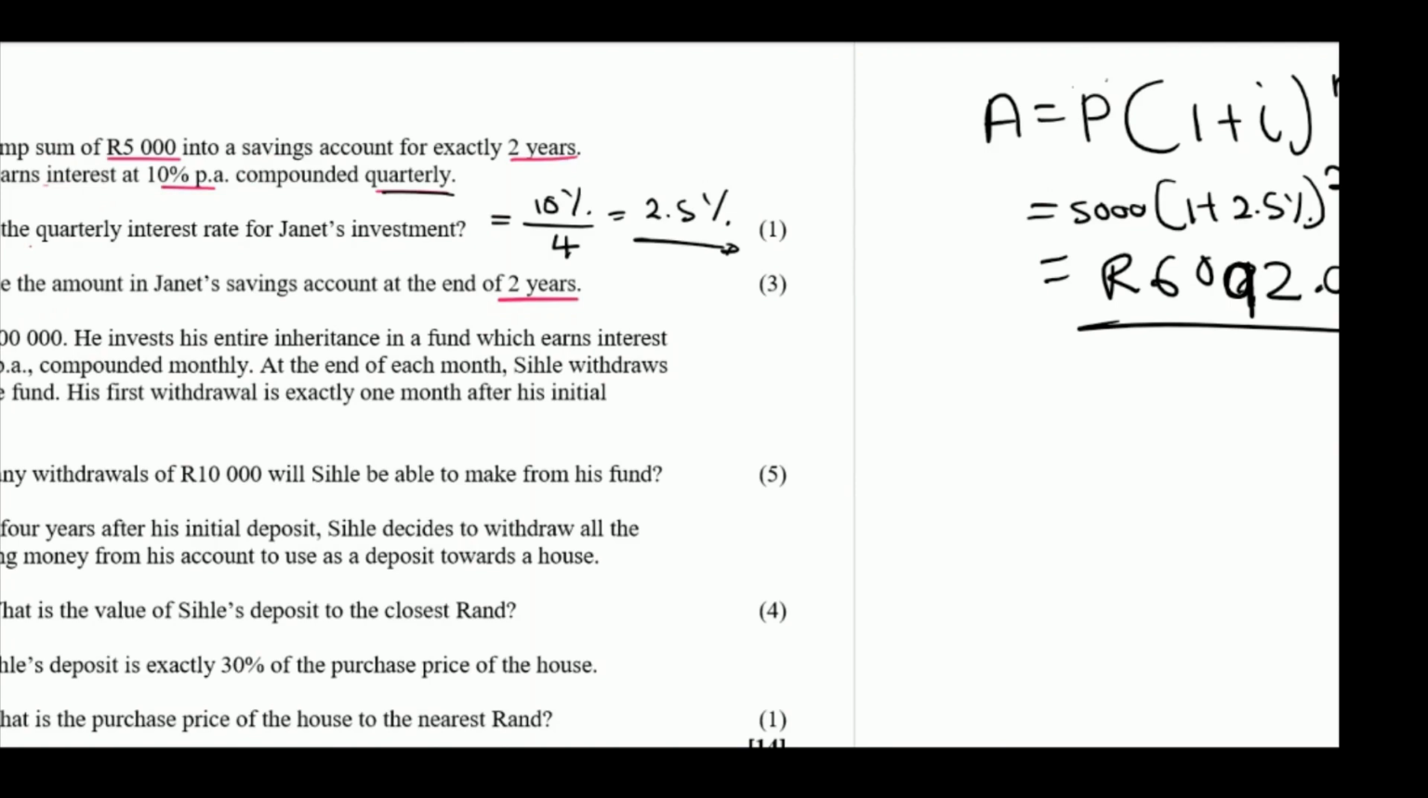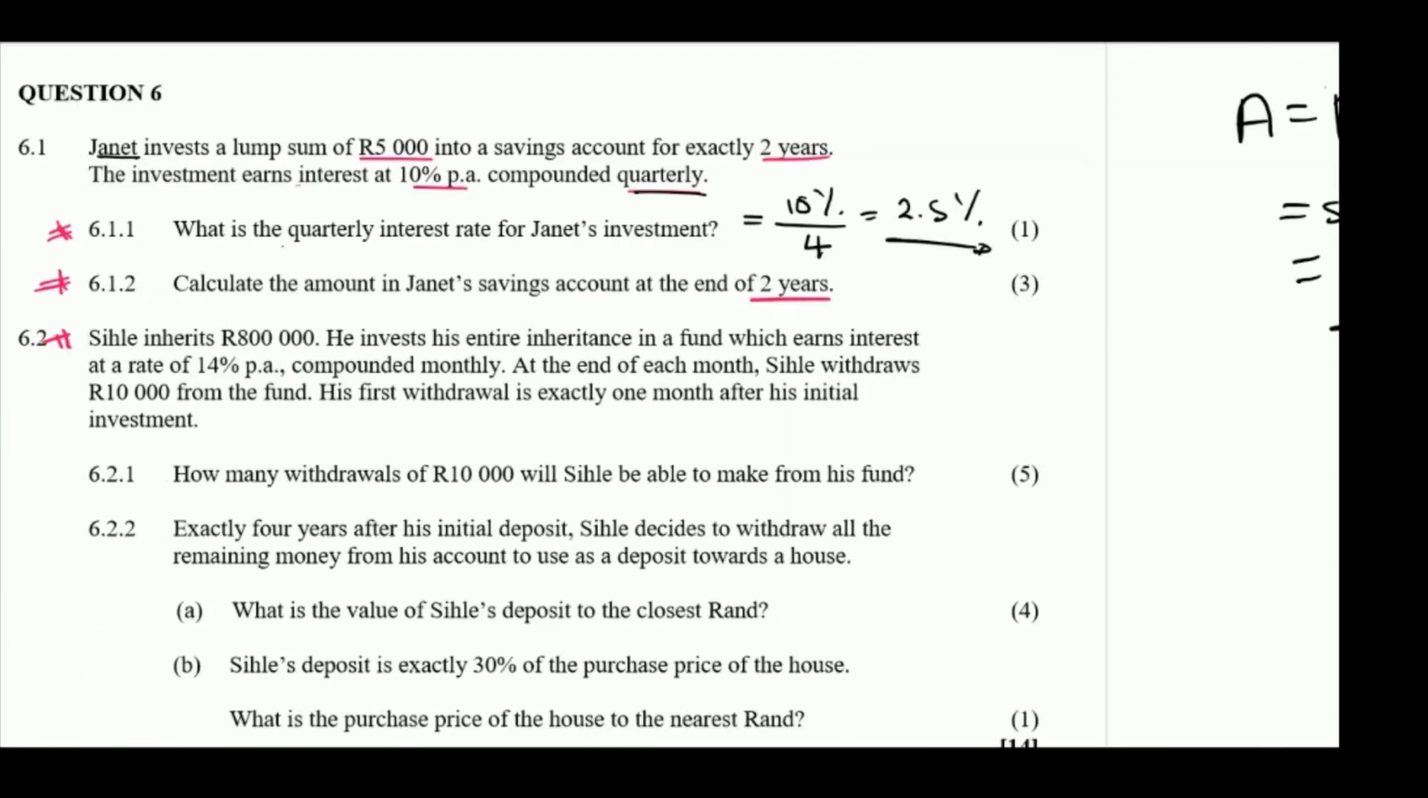So now in 6.2, we are told that Sihle inherits 800,000 Rand. He invests his entire inheritance in a fund which earns an interest rate of 14% per annum compounded monthly. At the end of each month, Sihle withdraws 10,000 Rand from the fund. His first withdrawal is exactly 1 month after the initial investment. So 6.2.1, we are asked to calculate how many withdrawals Sihle will be able to make from his fund account.